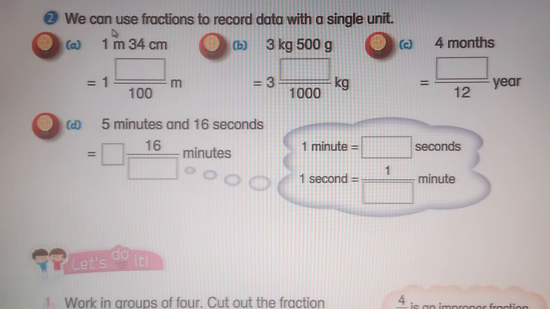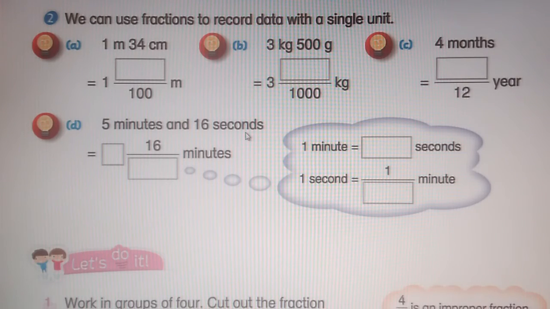We see 1 meter 34 cm. So we're talking about how long things are. If we look at B, we have kg and g, kilogram and grams, how heavy things are. And if you look at C, we have months and year, the longer period of time. We're not talking about minutes and seconds, so it's months and year. And if you look at D, we are actually talking about minutes and seconds.